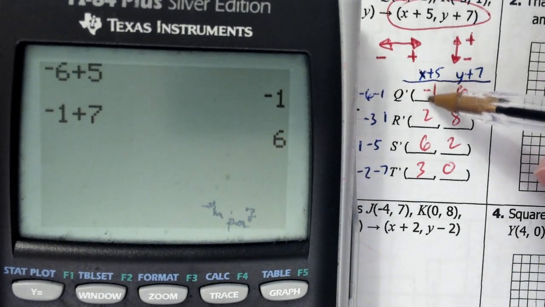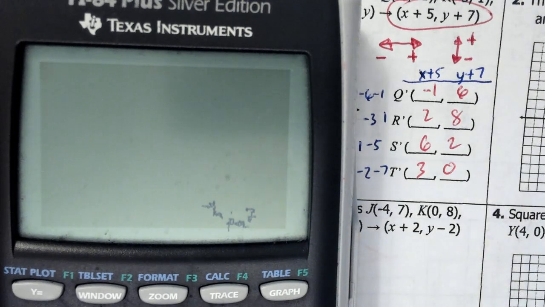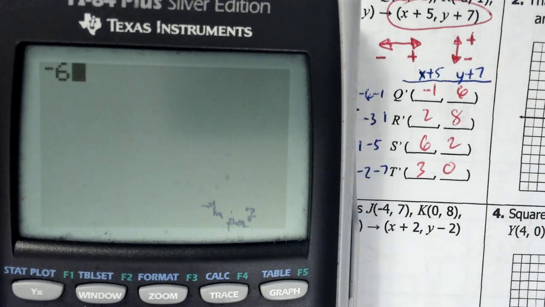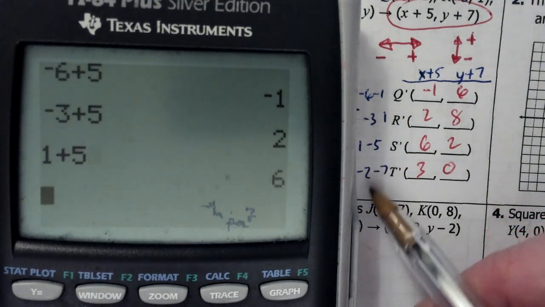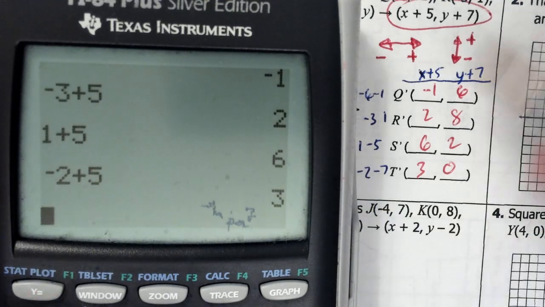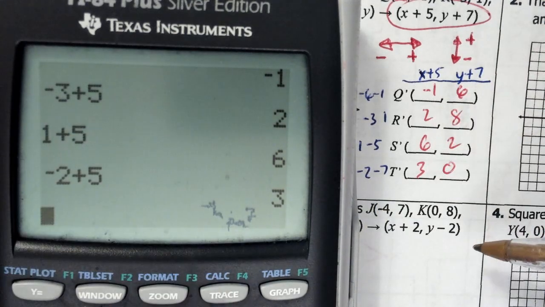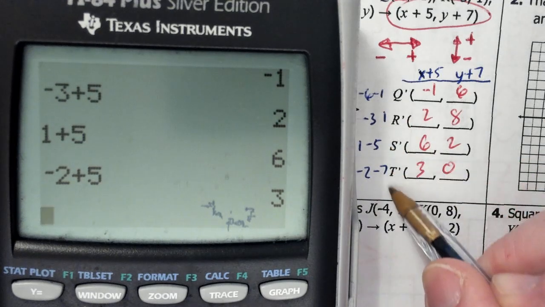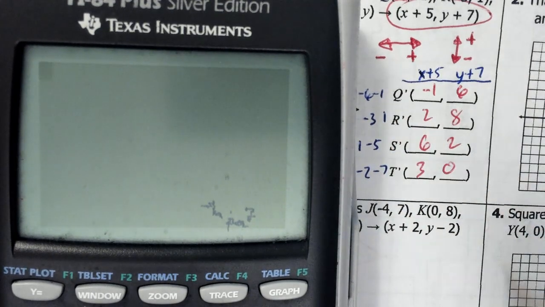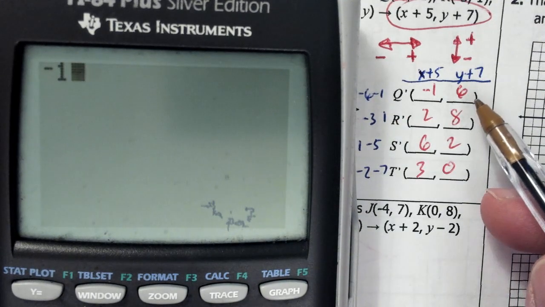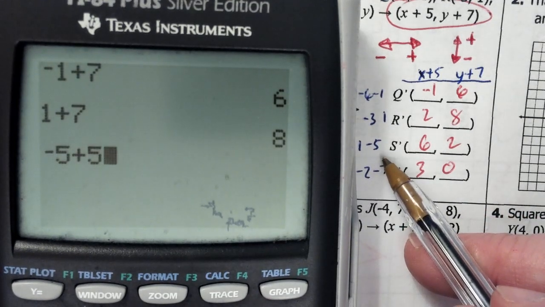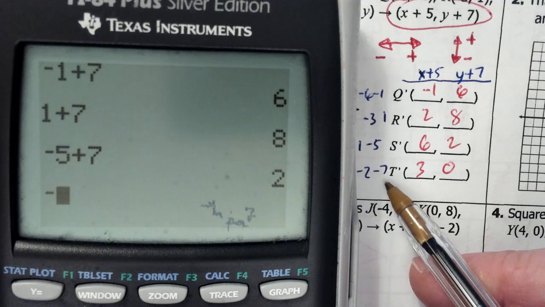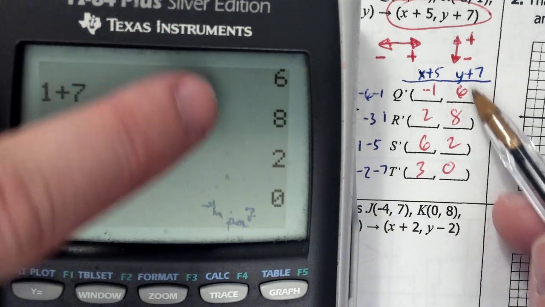I personally like to go straight down and find all of the x's in one shot. So -6, I'm going to add 5. -3, add 5. 1, add 5. And -2, add 5. So these are all the x's: -1, 2, 6, and 3. So I got that all right. And then all my original y's, how do I get to the new image? So I had -1, add 7; +1, add 7; -5, add 7; and -7, add 7. So it's supposed to be 6, 8, 2, and 0.